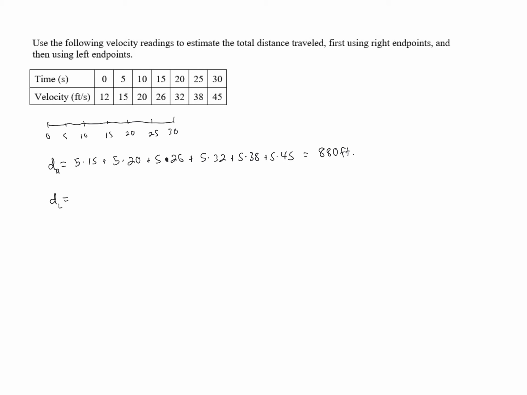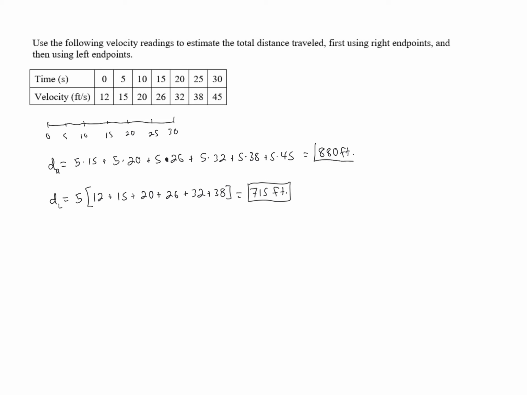And in fact, I'm going to do one quick thing. Remember how each of these was multiplied by 5? I'm just going to factor that out and put the 5 out front. Inside is the data that we're using, all the left endpoints: 12 plus 15 plus 20 plus 26 plus 32 plus 38. And that's it, not 45, because that's a right endpoint, not a left endpoint. When we add all of these together, we end up with 715. So our left-handed estimate is 715 feet.